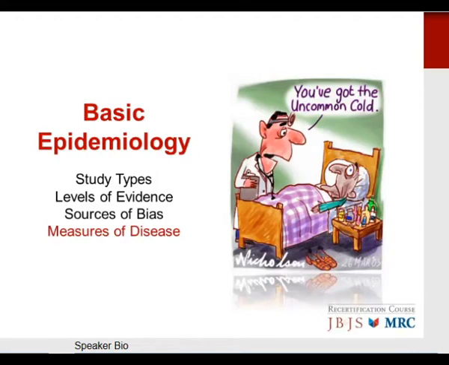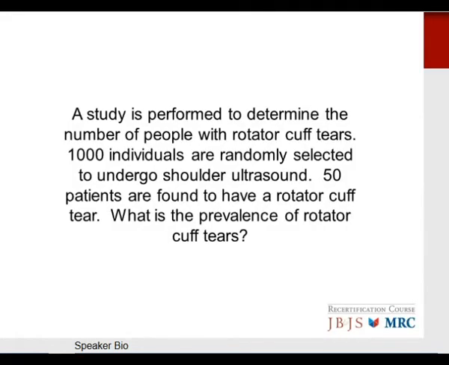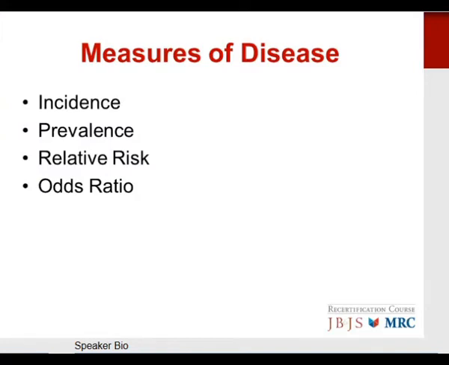So, the last section, measures of disease. How this is going to come up on your exam. A study is performed to determine the number of people with rotator cuff tears. 1,000 individuals are randomly selected to undergo shoulder ultrasound. 50 patients are found to have a rotator cuff tear. What is the prevalence of rotator cuff tears? So I promised you that you wouldn't have to do any math, and indeed, you don't have to do any math to answer that question.